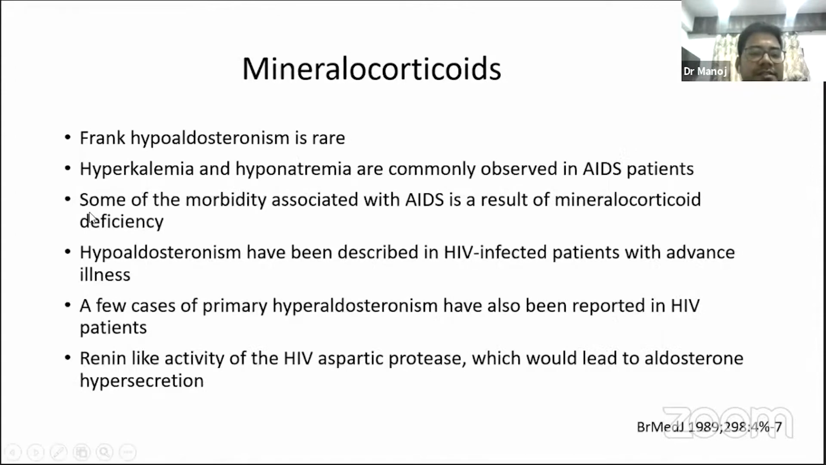Apart from cortisol deficiency, mineralocorticoid involvement is also there, but it is rare. Hyperkalemia and hyponatremia are commonly observed in AIDS patients, and some of the mortality could be because of mineralocorticoid deficiency. Hypocortisolism has been described in HIV infected patients with advanced illness, and there are a few case reports of primary hyperaldosteronism. It is mainly because of the renin-like activity of HIV aspartic protease, which would lead to aldosterone hypersecretion.